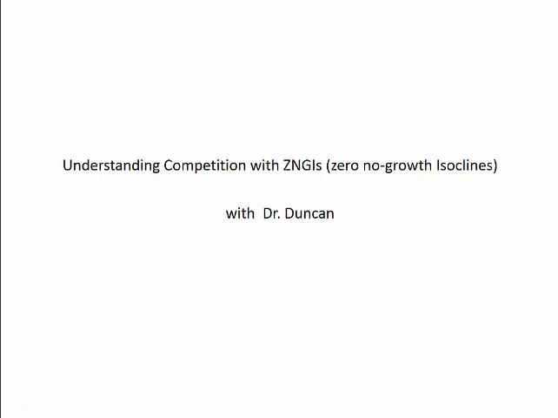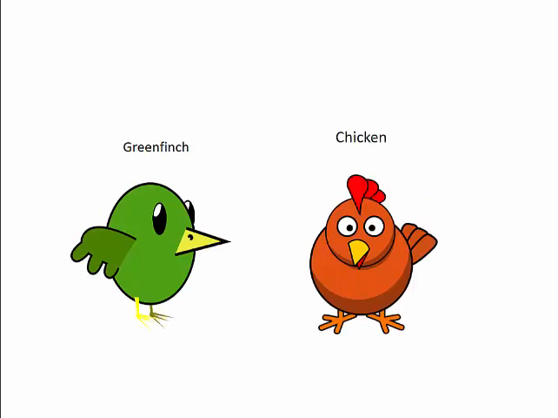Hey guys, this is Dr. Duncan with a supplemental video to help you understand the use of zero no-growth isoclines to better understand how interspecific competition shapes species interactions. Let's start with some visualizations that help us see how competition plays out between two species. Because birds are definitely the most superior group of animals on the planet, let's explore competitive outcomes via these two guys, the chicken and the greenfinch.